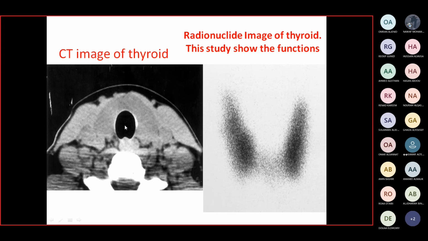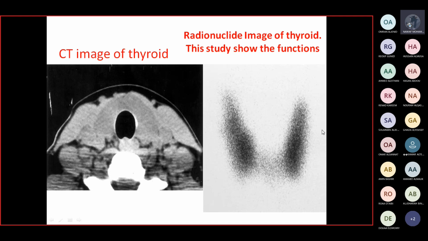What is this? Should be the trachea in the middle. Yes, this is the trachea in the middle. You can see on both sides, what is this? It's the thyroid gland, the isthmus and the two thyroid lobes. Yes, and what is this imaging modality? It's ultrasound of the thyroid gland.